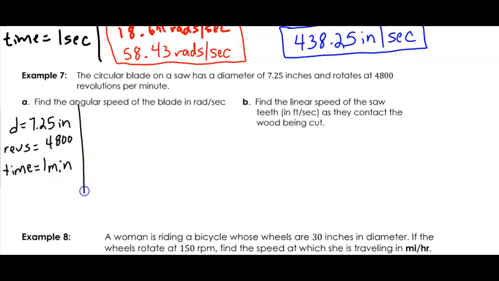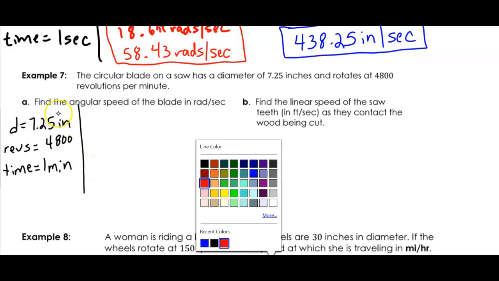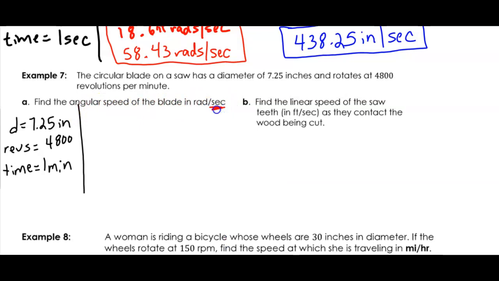Okay, so there's my information. Find the angular speed of the blade in radians per second. Okay, so I'm going to look at this right here, second. So angular speed is revolutions, so 4,800 times 2 pi. It's the number of revolutions times the angle, so 1 revolution goes through 2 pi radians, over time. Our time, they're asking us to give the answer in seconds. They give us our time in minutes. So whenever you set this up, instead of putting 1 minute here, just go ahead and put 60 seconds.